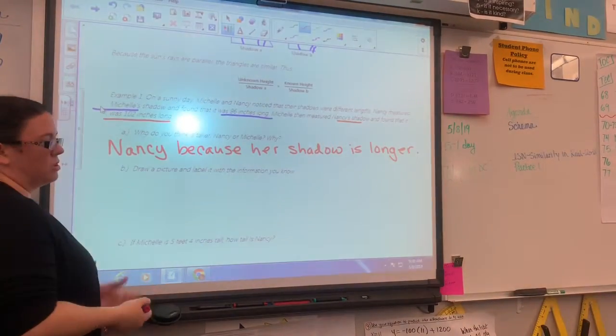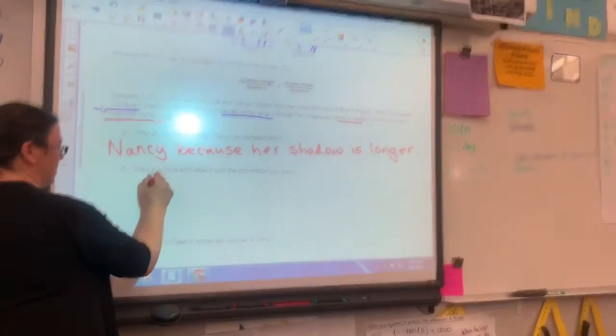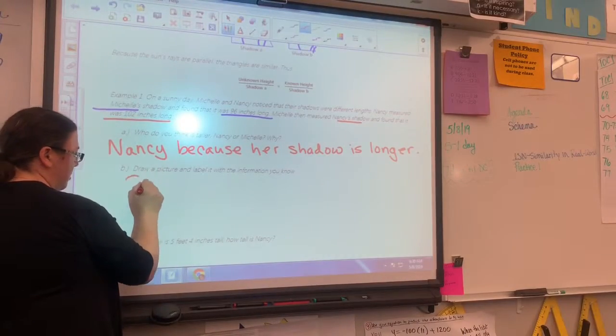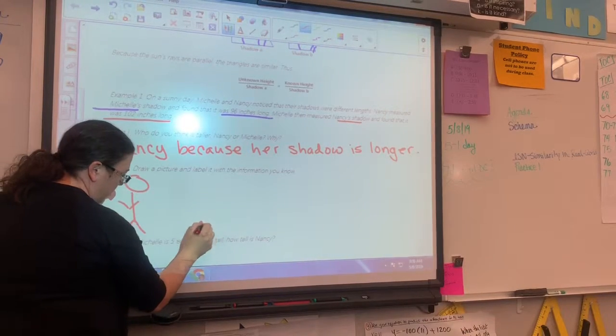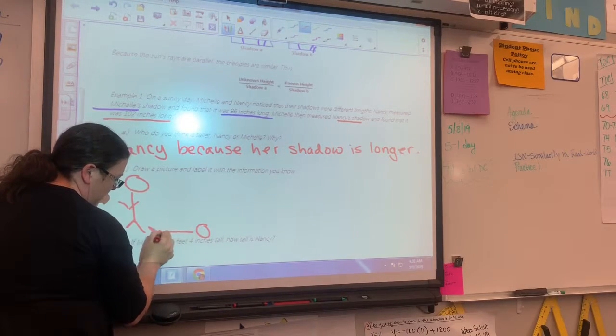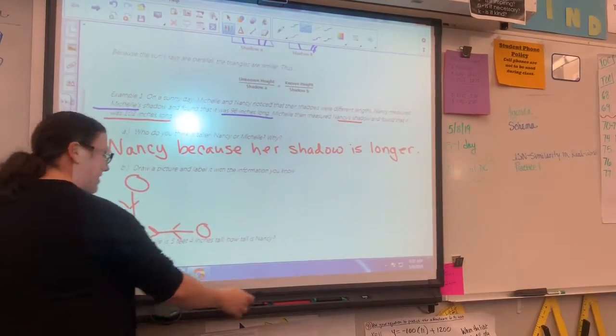So what should I draw for pictures? You've got to do a triangle. Can you draw a stick figure for your shadow? You could. You could say here's a person, and here's their shadow. You can just stick with triangles.